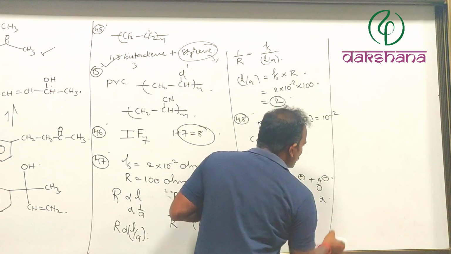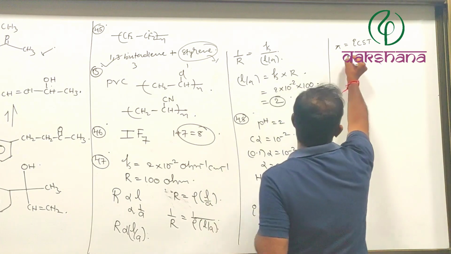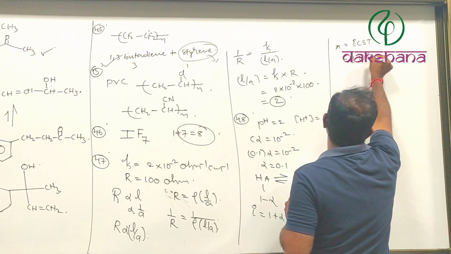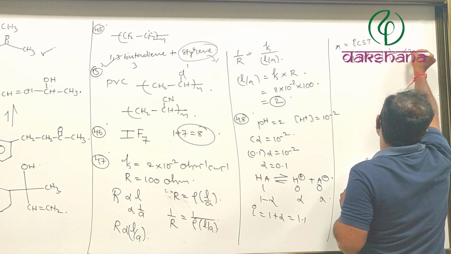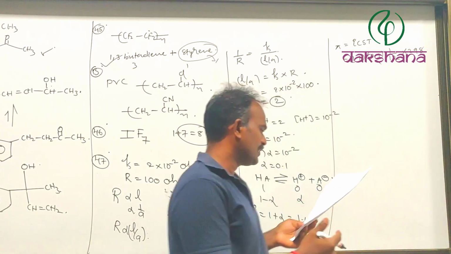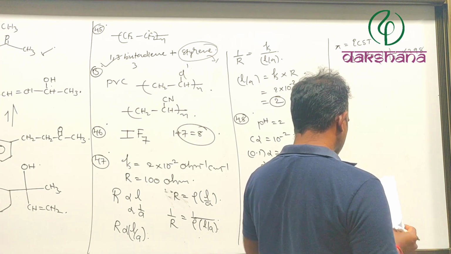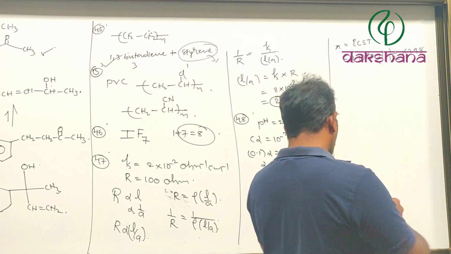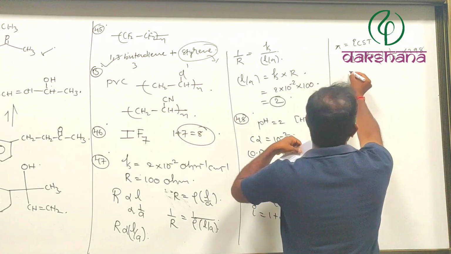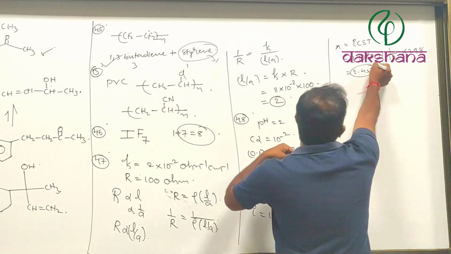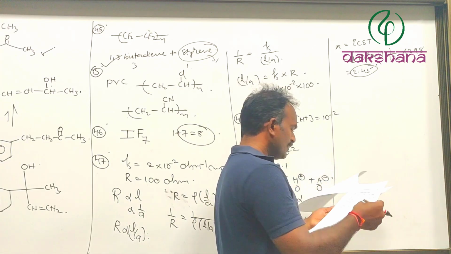As we know, osmotic pressure π = i × C × R × T. Here the i value is 1.1, C value is 0.1, R value is 1 divided by 12, and T is 298. The answer for question number 48 will come approximately near 2.45, not exactly 2.45 but nearly.